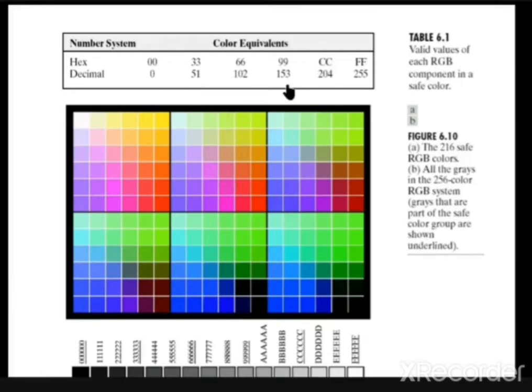Like that, we get 216 plus 40. So it yields 256 colors. These 256 colors are called safe RGB colors.